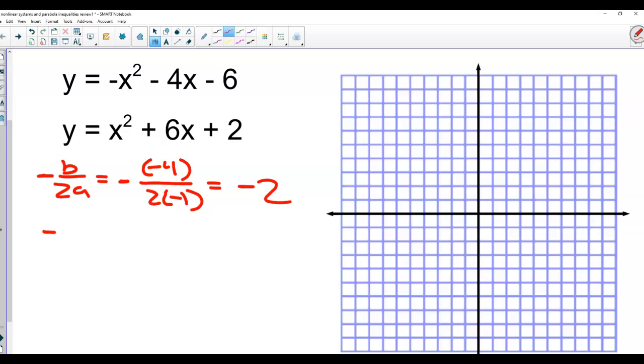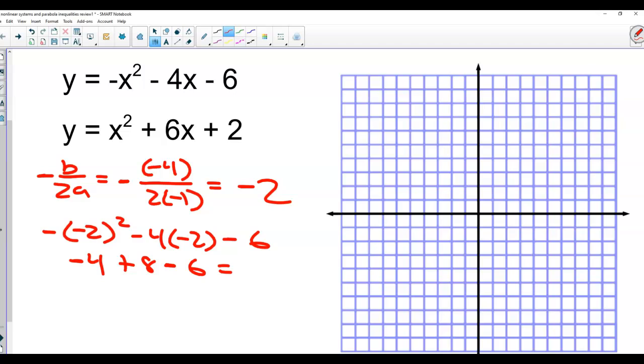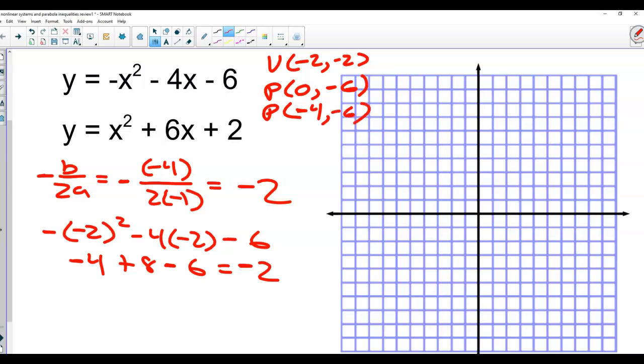When I plug that in, negative 2 squared minus 4 times negative 2 minus 6. Negative 2 squared is a 4, and then I apply the negative to the 4. So negative 4 plus 8 minus 6. That leaves me with a negative 2. So my vertex is going to be negative 2, negative 2. My one point will be 0, negative 6. And then if I go on the other side, we get negative 4, negative 6.